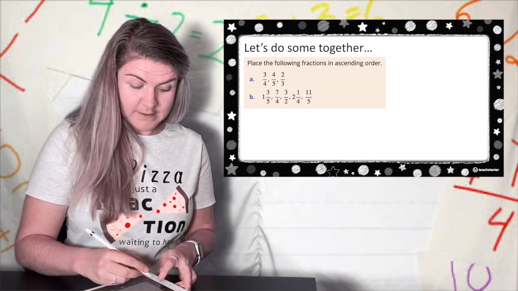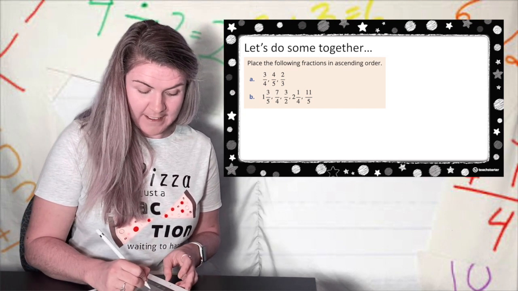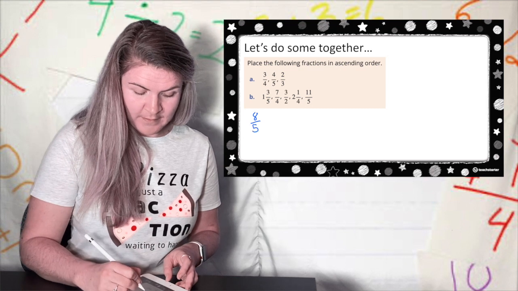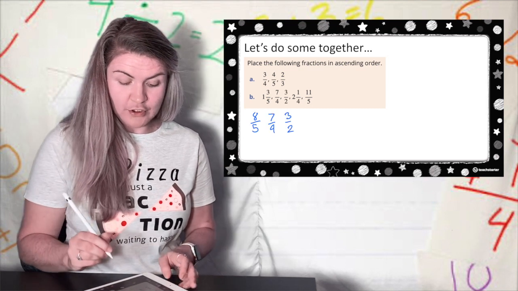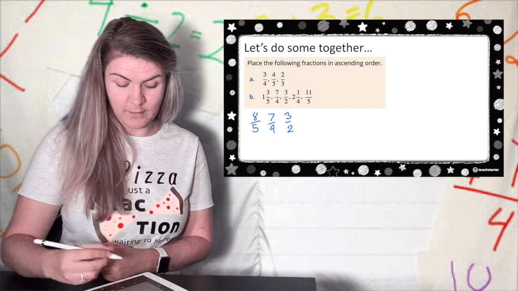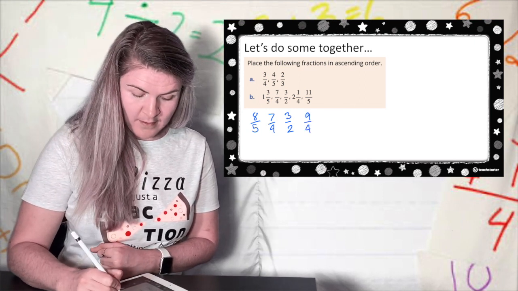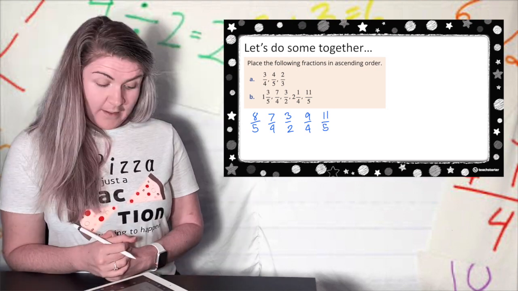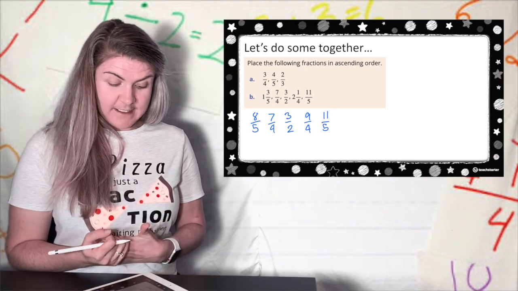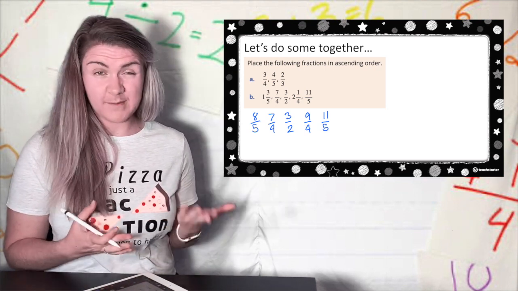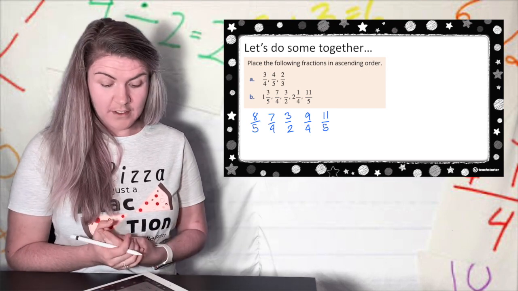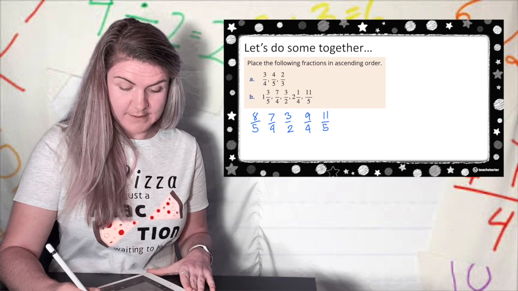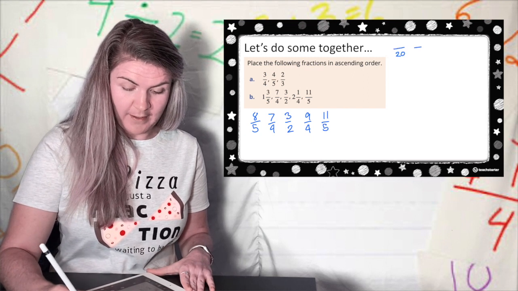B, I have to do a bit of converting into improper fractions first. So 1 times 5 is 5, plus 3 is 8. And then I've got my 7/4, my 3/2. 2 times 4 is 8, plus 1 is 9. And 11/5. For all of these, I can actually see that 5 times 4 is 20, and because that's an even number, 2 fits into it. So 20 is actually my lowest common denominator.